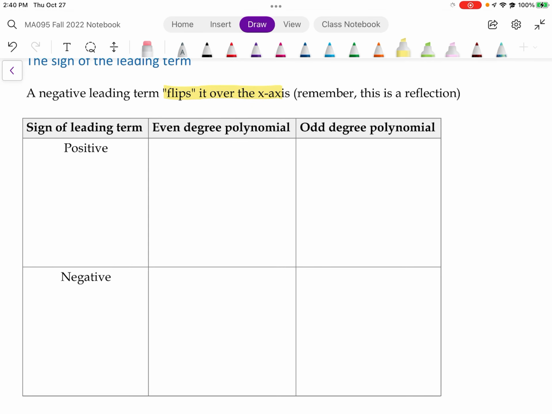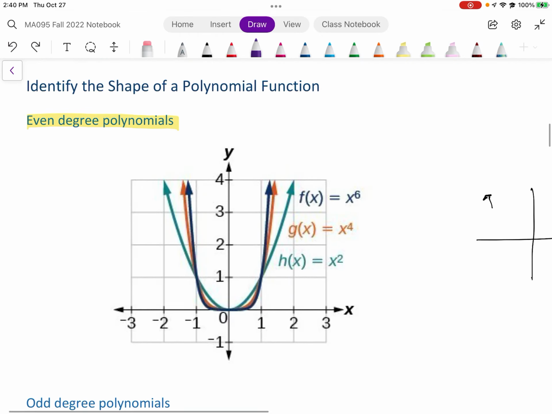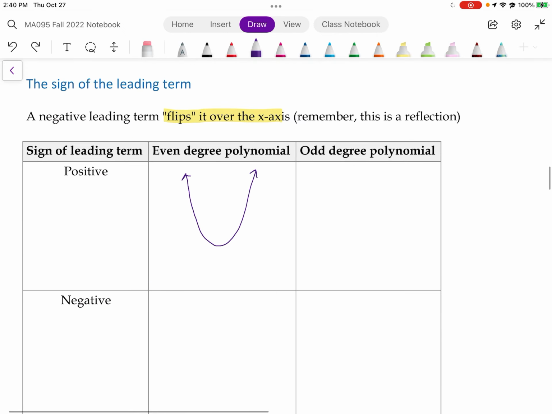But let's just look at the positive one first and what we just did. So the sign of the leading term is positive. An even degree polynomial in general is going to look like that-ish. Like this part right here might look a little different. It might be a little flatter. As you can see, they got flatter as the exponent got bigger. But in general, it looks like that. An odd degree polynomial in general looks like that. And of course, it flattens out a little bit as the exponent gets bigger, but in general, it looks like that.